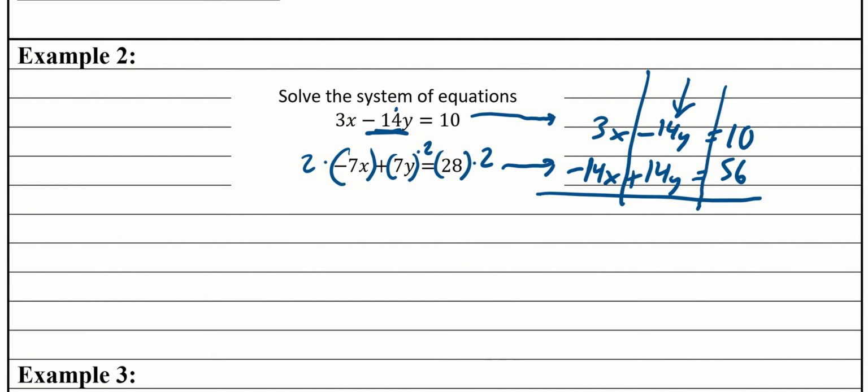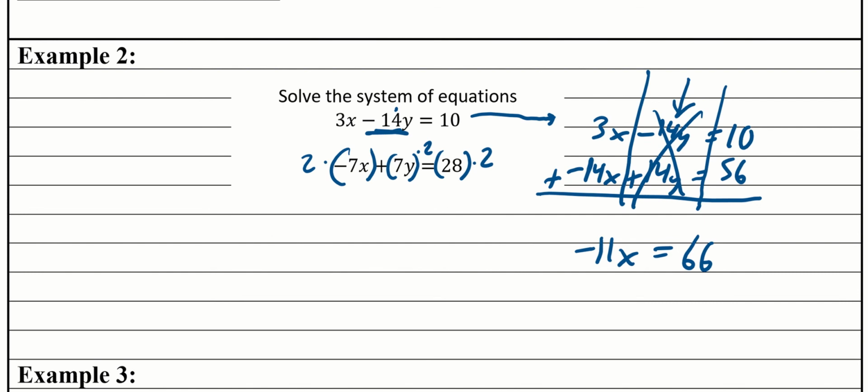If it helps to draw these columns, feel free to do that. But I'm looking at these here. I'm going to add this, so I'm just going to treat this like a big addition problem. So I have 3x plus negative 14x. That's going to give me negative 11x. Negative 14y and positive 14y added together are opposite values, so those will cancel. And then lastly here, I have positive 10 and positive 56, and that'll give me positive 66.